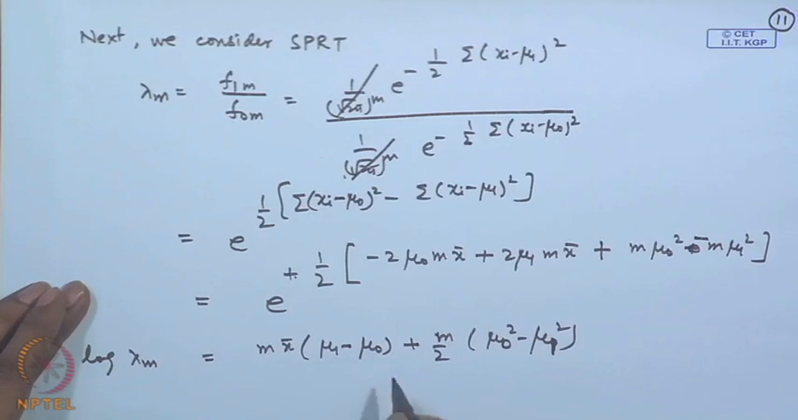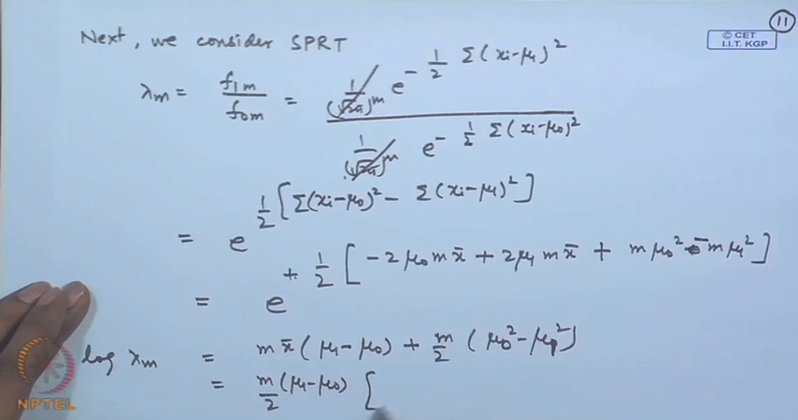Now we can actually write m (mu 1 minus mu naught) by 2 times, that is equal to twice x bar minus mu 1 plus mu naught. Okay.